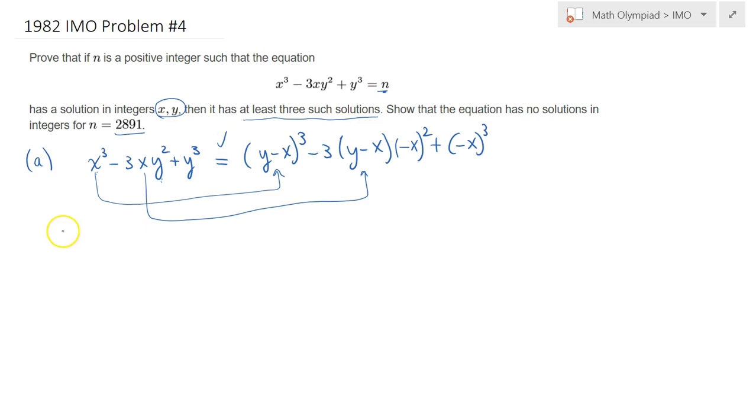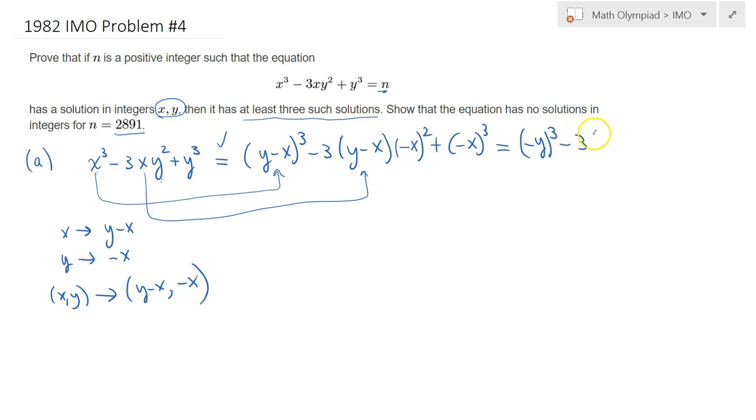Because if it is, then all I'm doing is replacing x with y minus x and replacing y with minus x, and boom. So if xy is a solution, then so is y minus x, minus x. But it turns out I can do more, and it turns out that this thing is also equal to minus y cubed minus, again, 3 times. That one was minus y, and the y term would become x minus y squared, and it actually follows directly from symmetry.